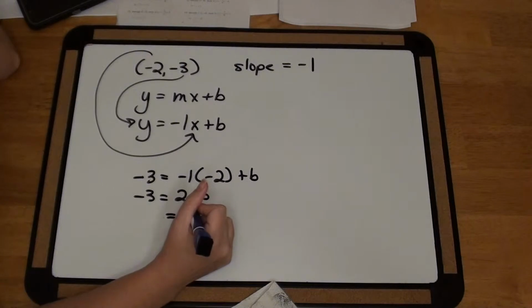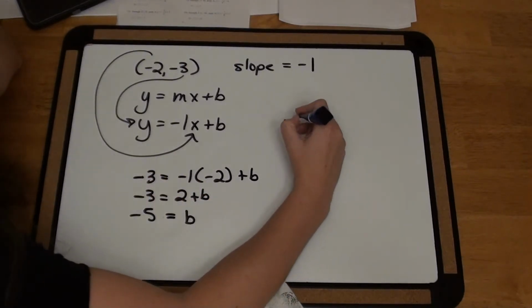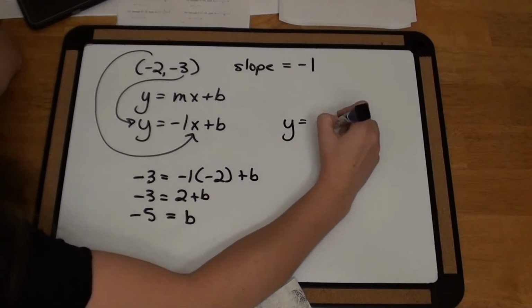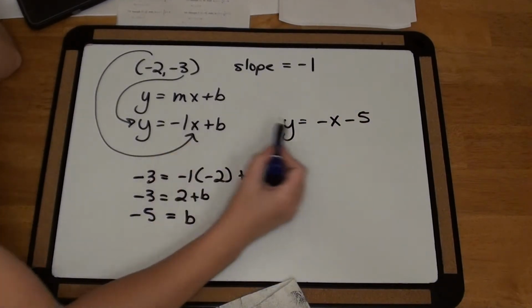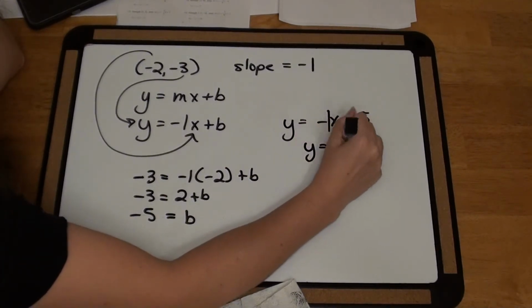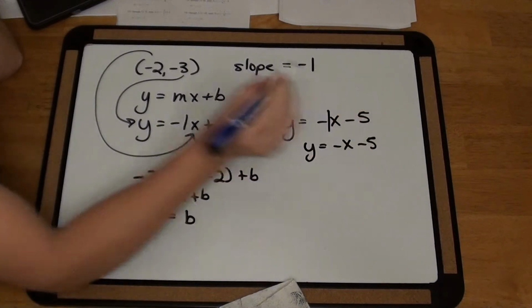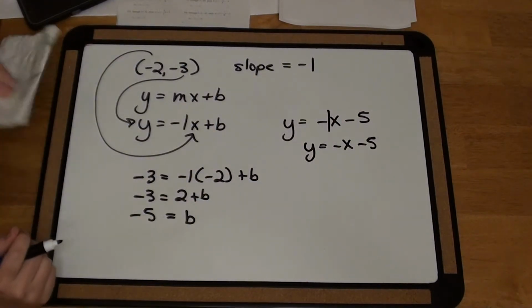B equals negative 5. So then I have y equals negative x minus 5. Because negative 1x, I could say negative 1x here, but that's the same thing as saying y equals negative x minus 5. Either way is fine. So that's how you do it when you're given a point and the slope.